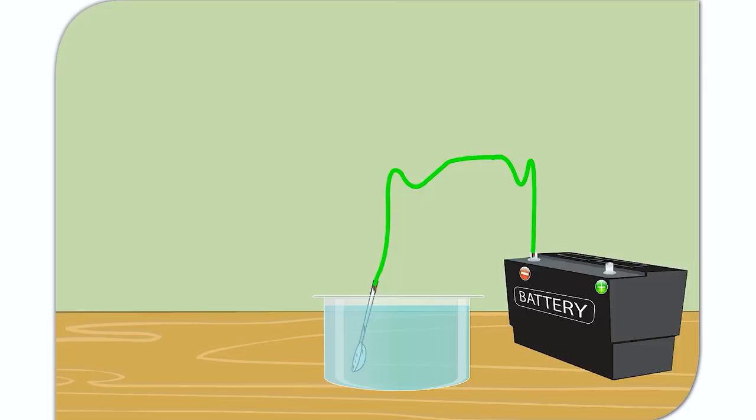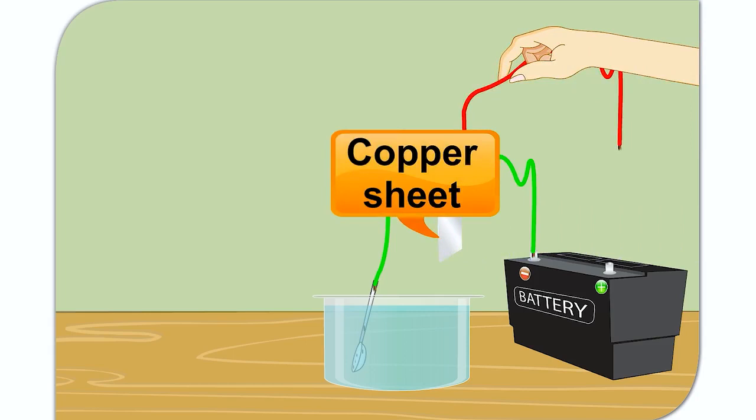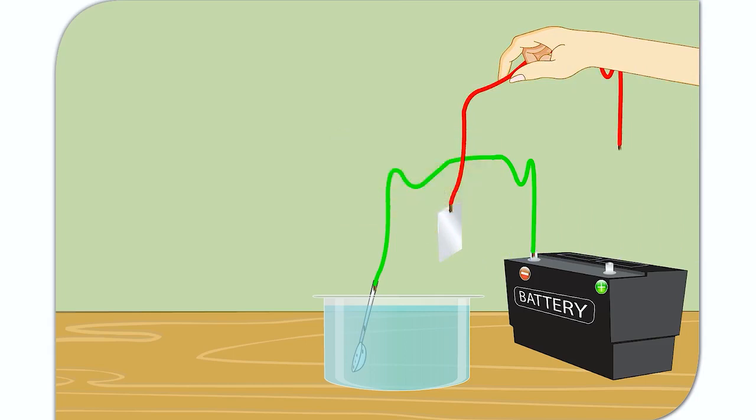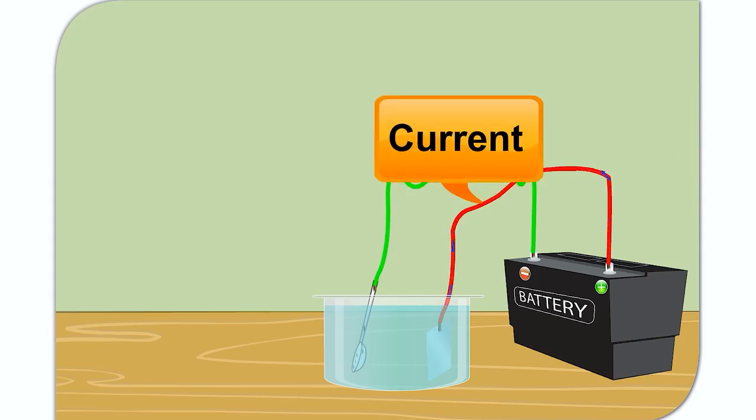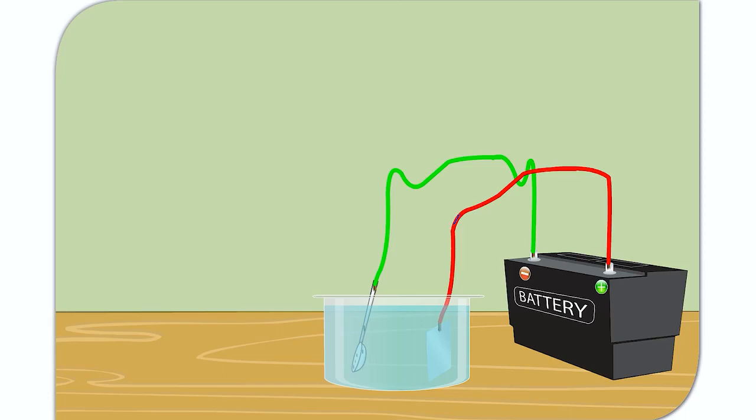Take an iron spoon that needs to be electroplated. Make it the negative electrode or cathode. Take a thin sheet of pure copper and make it the positive electrode or anode. Use an acidic solution of copper sulfate as an electrolyte. When you pass electric current through the acidic copper sulfate solution, copper from the copper sulfate solution gets deposited on the surface of the iron spoon, forming a reddish layer on the spoon. Thus, the iron spoon has been electroplated with copper.